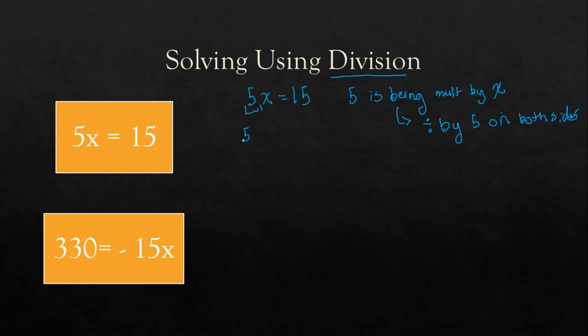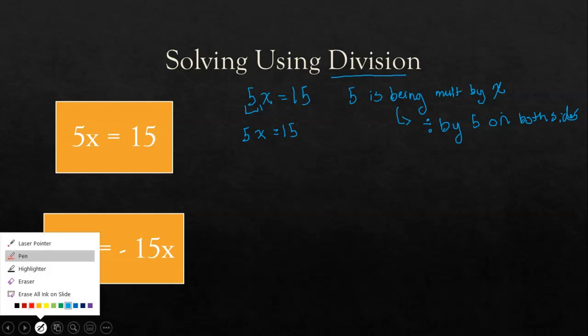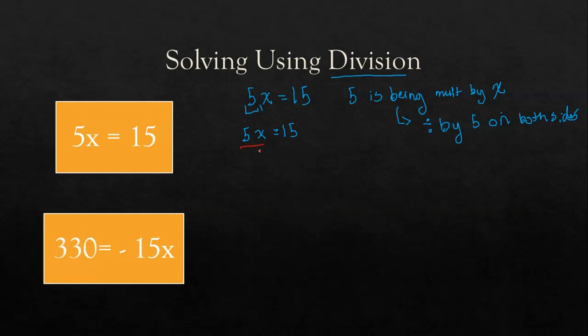So what does this look like? I'm going to rewrite it here. I'm going to switch to a different color here. We're going to divide by 5 on this side and divide by 5 on this side. So we have to do it to both sides. Remember, that is a really important thing to just keep in mind.